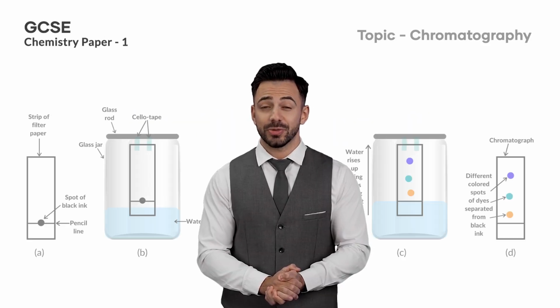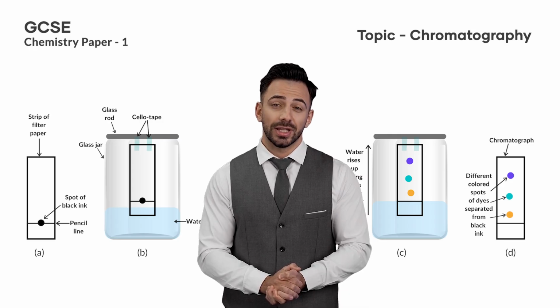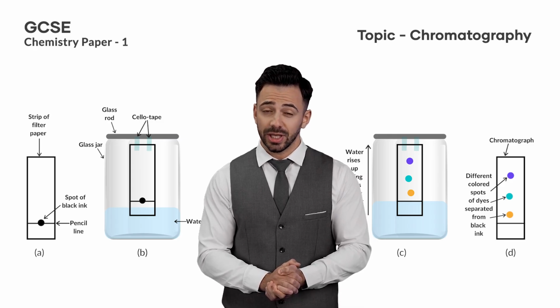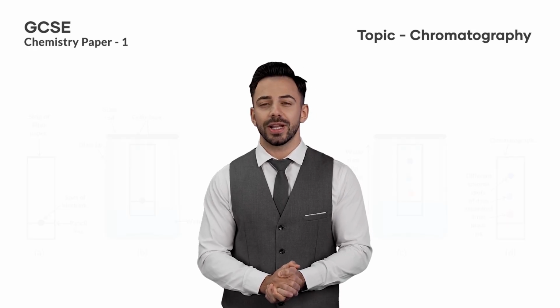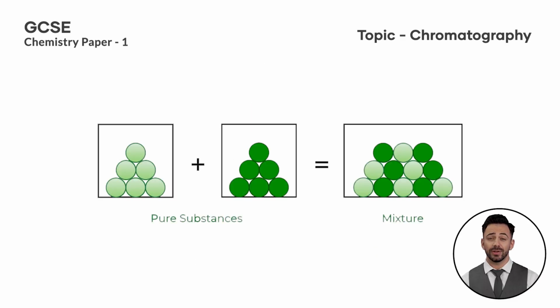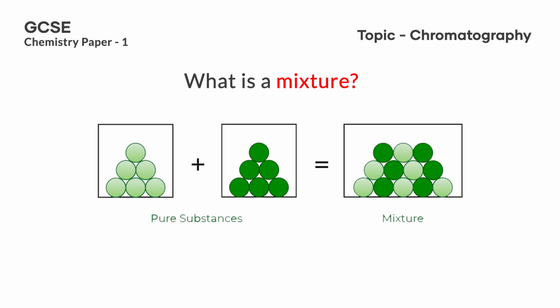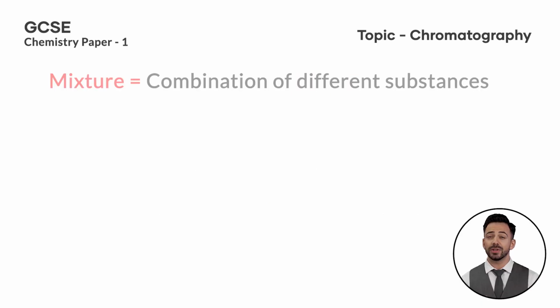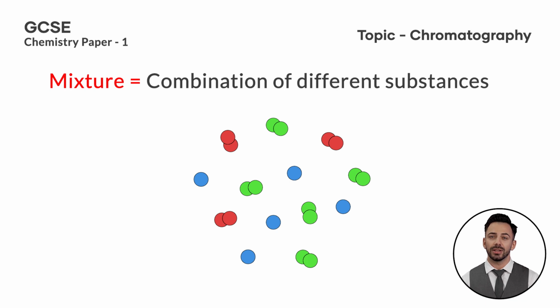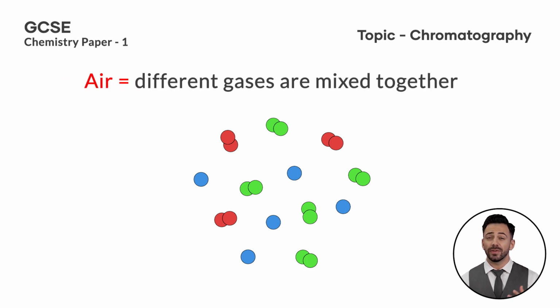Good morning, everyone. Today we're going to learn about chromatography, a very useful technique for separating mixtures, especially colored ones. Let's start with a basic idea. First question: what is a mixture? A mixture is a combination of different substances that are not chemically bonded. For example, air is a mixture because different gases are mixed together, not bonded.